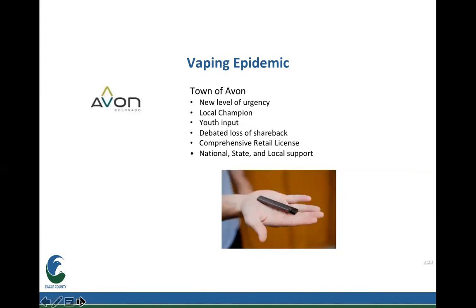One of the big things that came up in Avon more so than Basalt and Aspen was the concern over neighboring populated areas outside of town limits. Avon is located between two pretty high population areas, Eagle-Vail to the east and Edwards to the west.